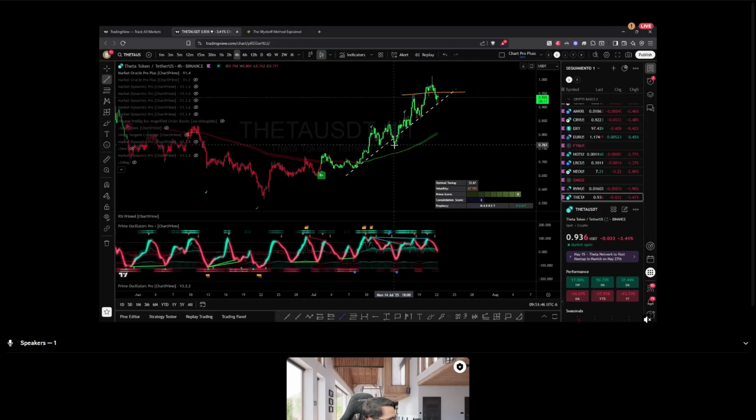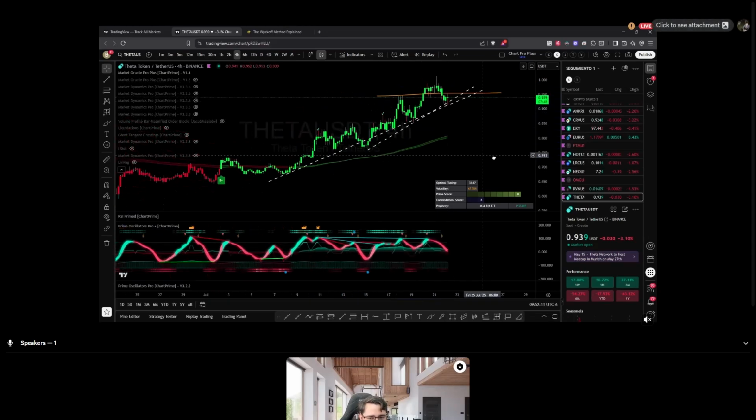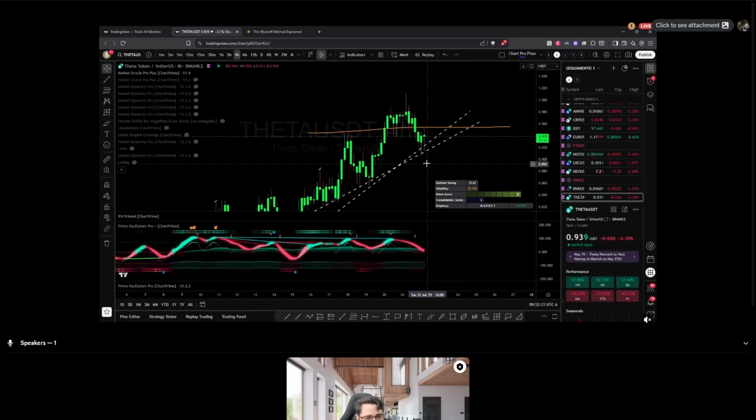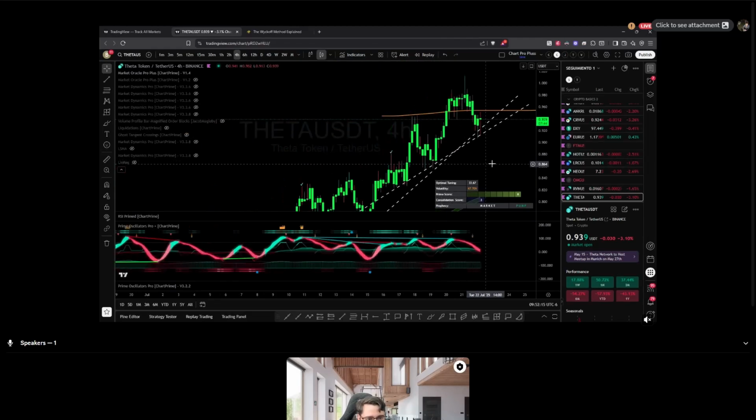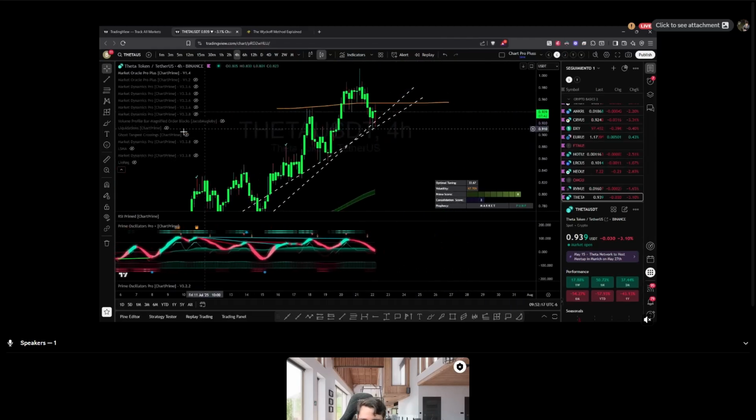Let me see. But I see you're going through a body here, right? So you're going through the body, not going from the wick to the body. I would be going from the wick to the wick. That would give me an actual bounce. I think that would make a little bit more sense. I'm not saying that we don't have the short, but I think we can get a better position.